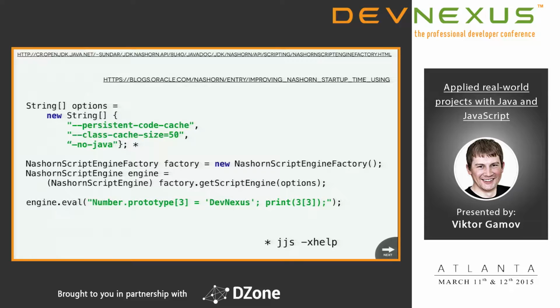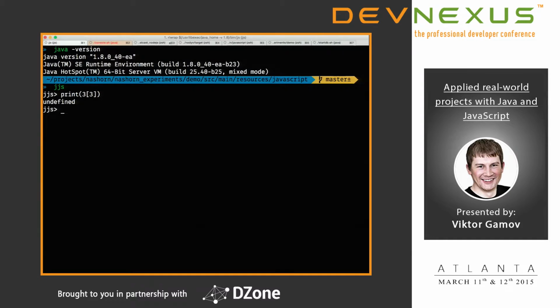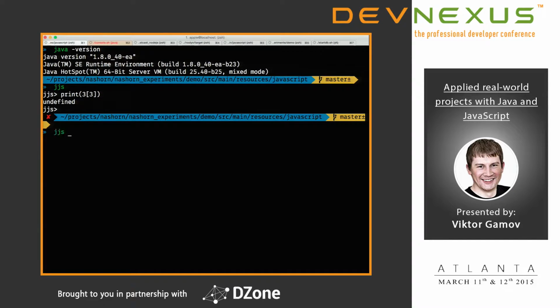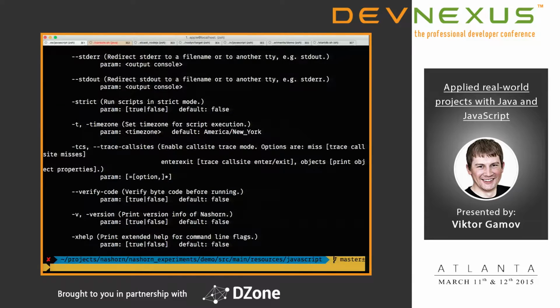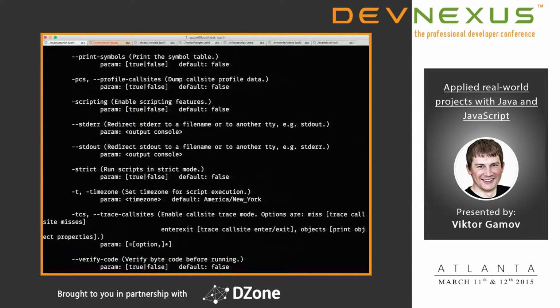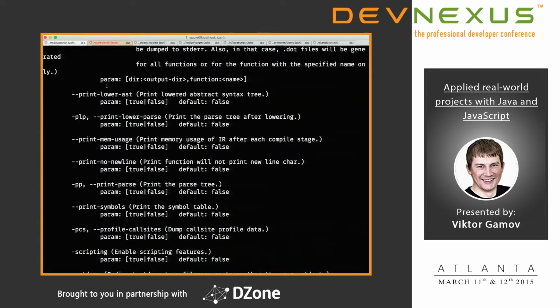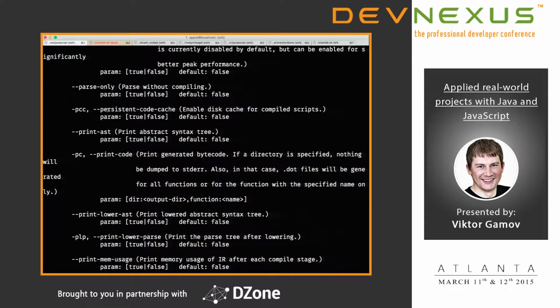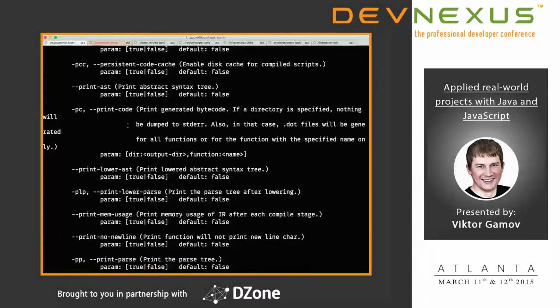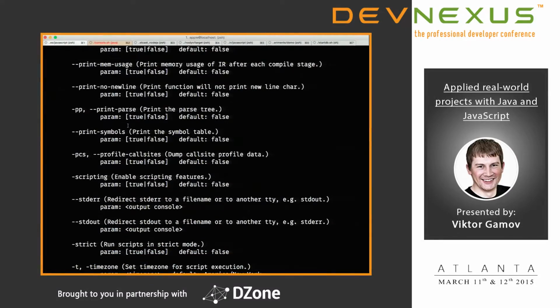switches in the Nashorn engine is running JJS with -X help. So there is a standard thing. If you say JJS -help, it will give you just some help. But when you do -X help, it shows much more. And things like persistent code cache, or where is this optimistic?